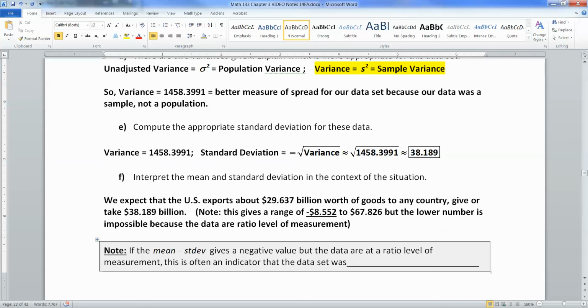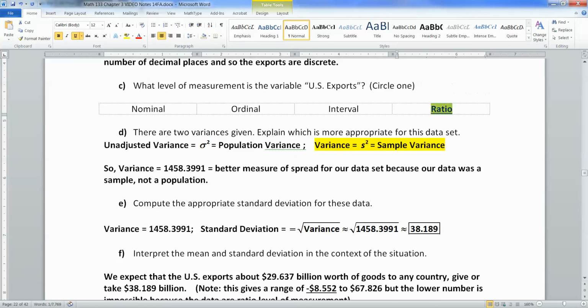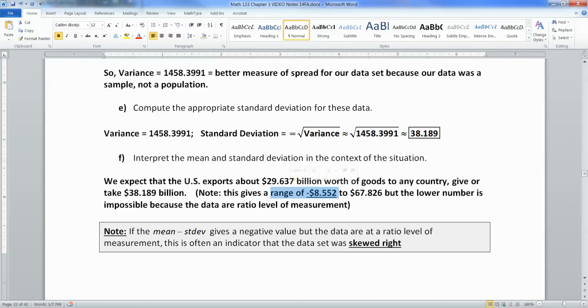Measurement. Level of measurement, that's often an indicator that the data set was skewed, right? Skewed right or skewed left or something like that. In this case, skewed right. Right, this data set was skewed right. And it'll be a sign that it was skewed right. It won't really happen with skewed left because of the way the skewing works and because of where the mean is. But this will happen, and it's kind of one of the reasons that we want to know that we have a ratio level of measurement, because if we start seeing something like this, where 29 take away 38 would get you a negative number, that's usually a cue that this was a right skewed data set.